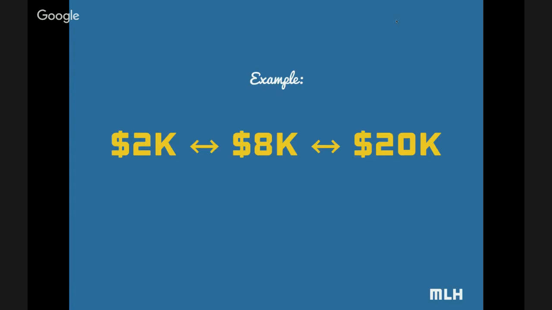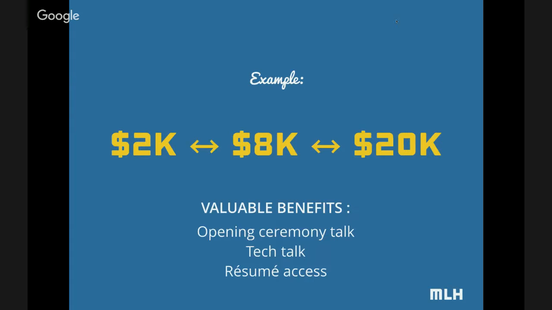And sort of if this were to be reflected onto an actual prospectus, you'd see several benefits in the $2,000 tier, a little bit more in the $8,000 tier, and then a bunch more in the $20,000 tier. And sponsors will negotiate, so it will just result in no one jumping up to that $20,000 tier. Some benefits that are really valuable to keep in mind are an opening ceremony talk, where they get to talk in front of all the attendees, a tech talk, and then post/pre-event resume access.